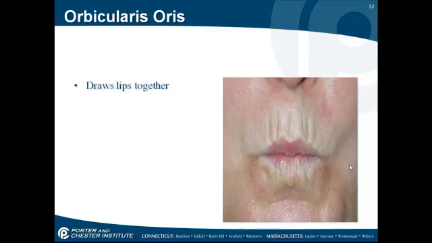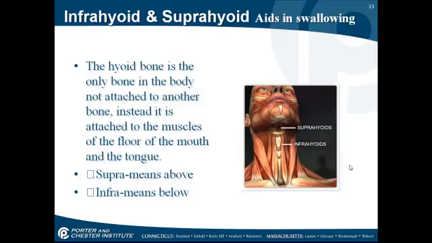The Orbicularis Oris draws the lips together. The infrahyoid and the suprahyoid aid in swallowing. The hyoid bone is the only bone in the body that is not attached to another bone. Instead, it is attached to the muscles of the floor of the mouth and the tongue. Supra means above, infra means below.